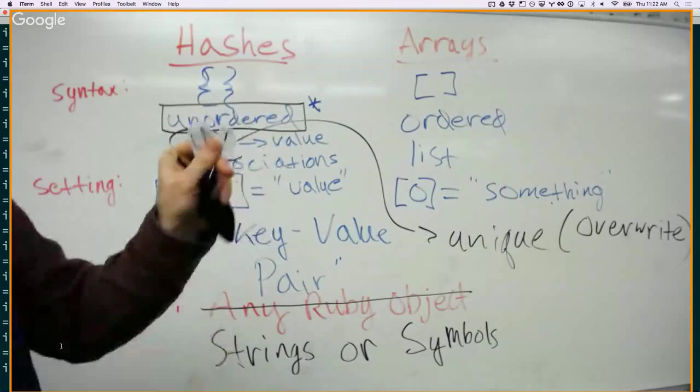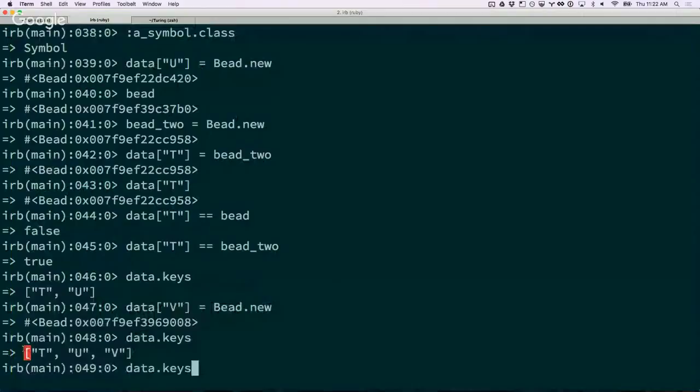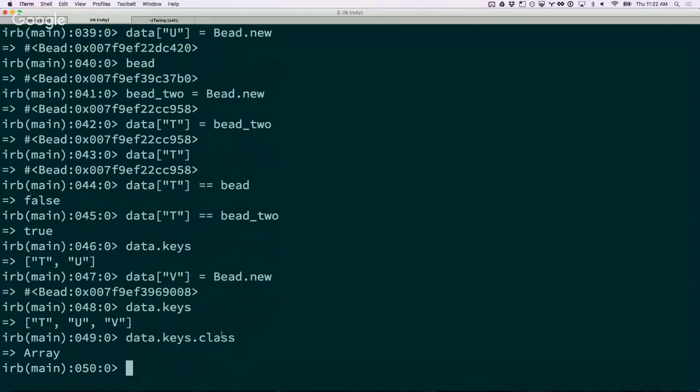I'll spare you the process of watching me stick more cups onto the board and array those out. But you can imagine. And remember, the giveaway there: whenever you see square brackets, your brain says array. And if I wanted to, I could also ask that for its class. Hey, keys thing, what is your class?